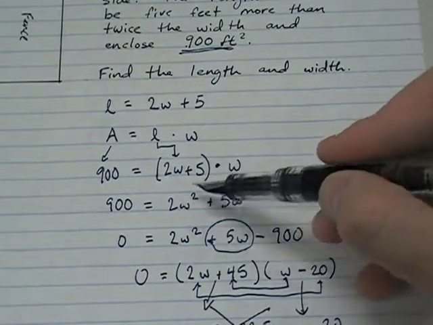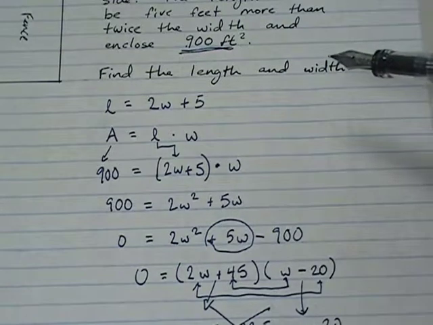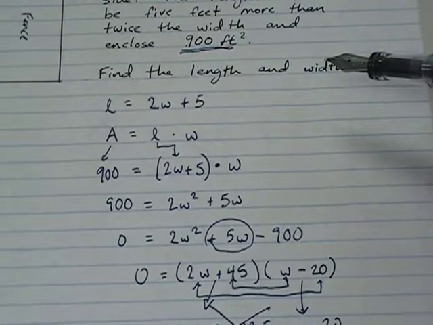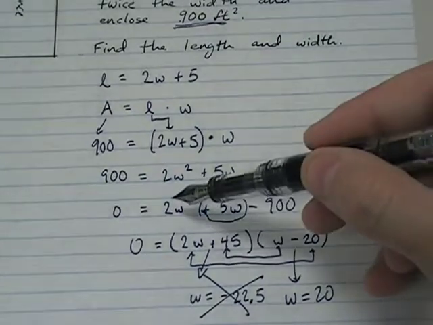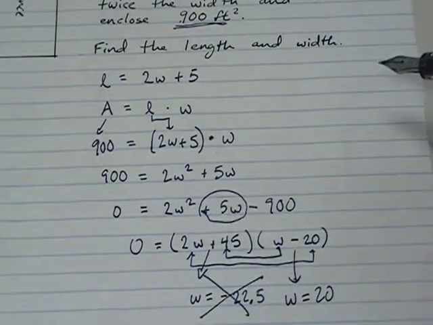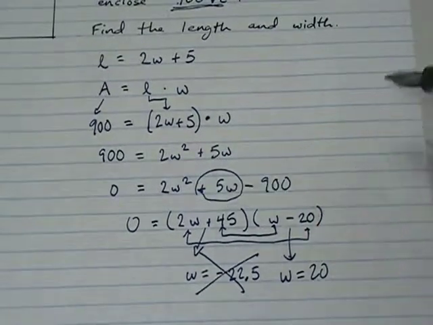This is a quadratic. The only way to solve a quadratic is to factor, complete the square, or use the quadratic formula. All 3 of those involve setting this equal to 0. So I'm going to set it equal to 0, and I get 2W squared plus 5W minus 900 equals 0. Now I want to factor this, and I do believe it factors, and it does.